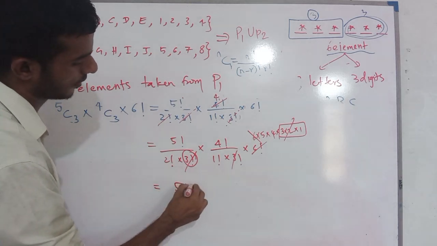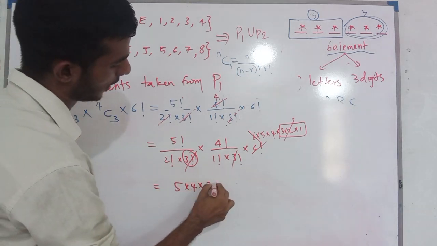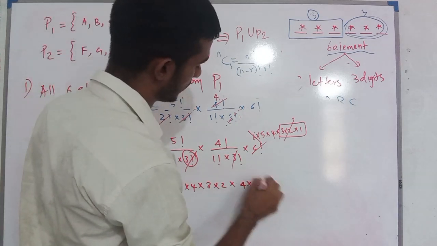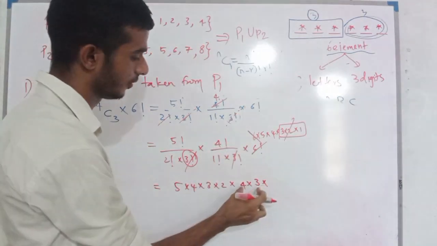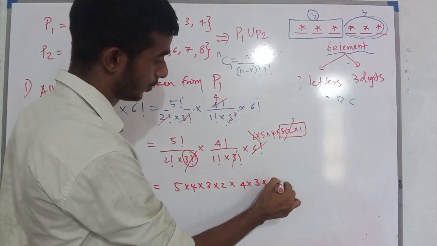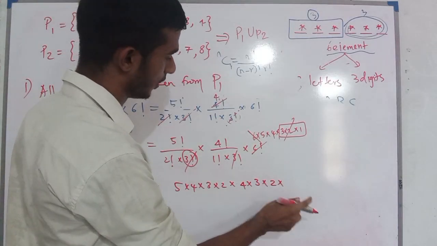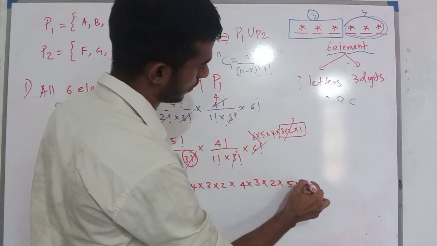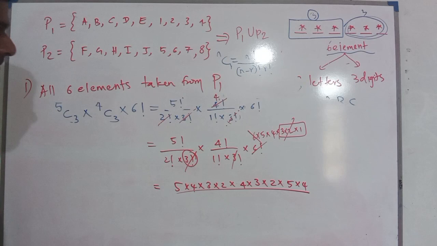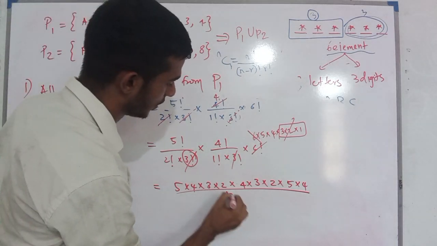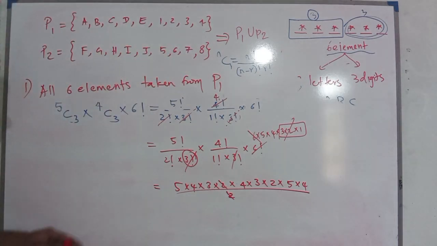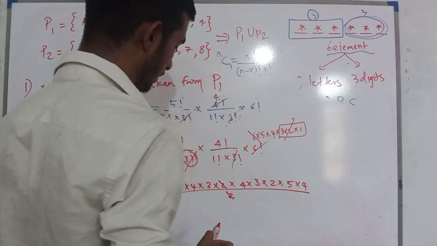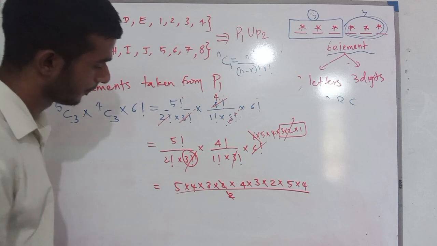Now 5 times 4 times 3 times 2 times 4 times 3 times. So instead of this 4 factorial, I am writing 4 times 3 times 2 multiplied by 1. I don't need to write 5 times 4 divided by 2. Now this 2 and this 2 will go. Now let's check if you get 28,800 by multiplying these numbers.